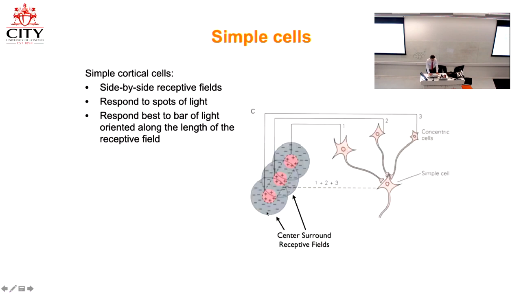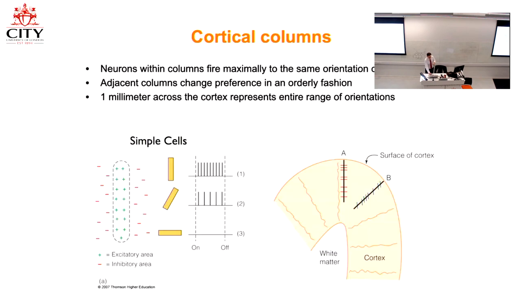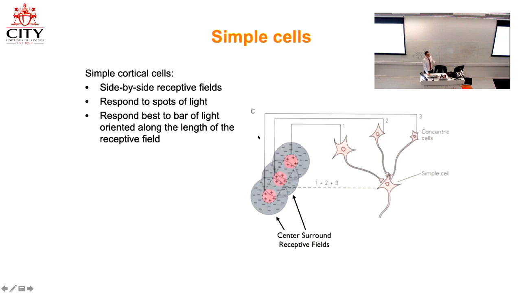So they are center surround receptive fields. They are concentric cells, and the connection of these gives you the simple cell. And they are very good in responding to spots of light and to the bar of light oriented along the length of the receptive field. So if you're looking at a vertical receptive field area, they respond. But if you show the same area a horizontal bar, it doesn't fire. But if you show a vertical bar, it starts firing. So this is the way simple cells help us detect edges.